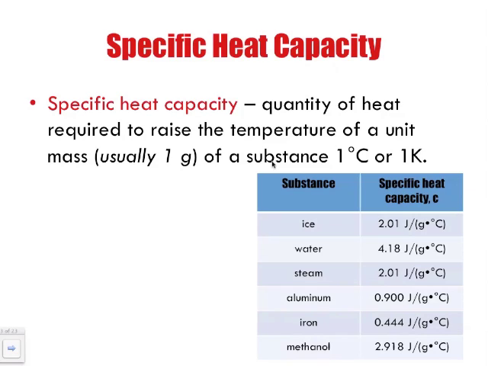So if I've got 1 gram of a substance that's at, let's say, 20 degrees Celsius, to raise it to 21 degrees Celsius, how many joules of energy? If you look here, if we've got ice and I want to raise it by 1 degree Celsius, I need to input this amount of heat into, or expose 1 gram of ice to this amount of heat, in order to raise it by 1 degree Celsius.